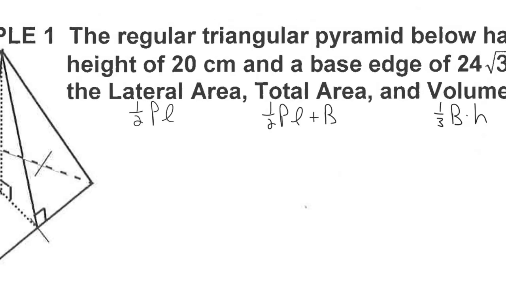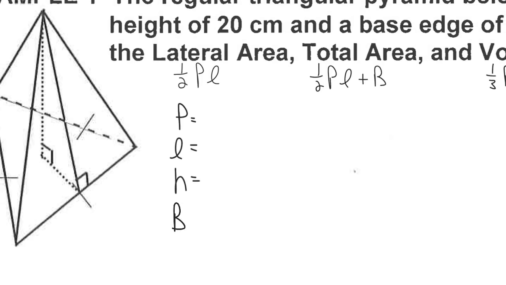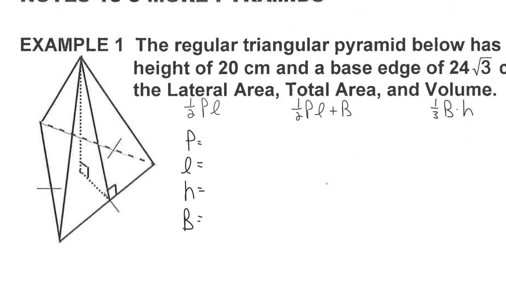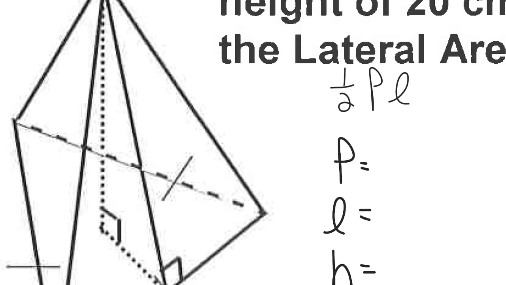So we need to find 4 variables. I need P, the perimeter, L, the slant height, H, the actual height, and big B, the area of the base. So that's what we're going to find. We're going to have to draw a few pictures here, but some of them are pretty easy to find. So it says first in the problem that it has a slant height of 20 centimeters. So this line right here is 20 centimeters. That's our L, so I'm going to go ahead and write it right here.